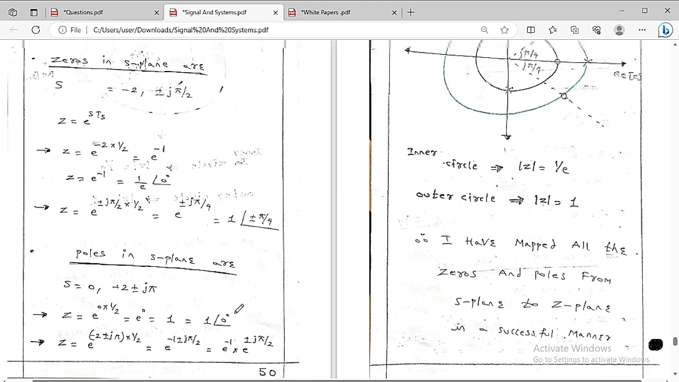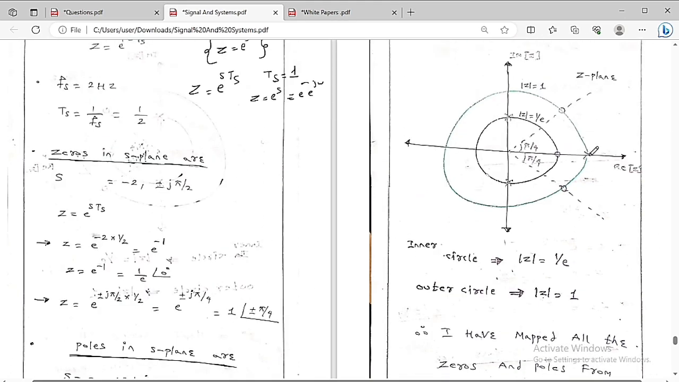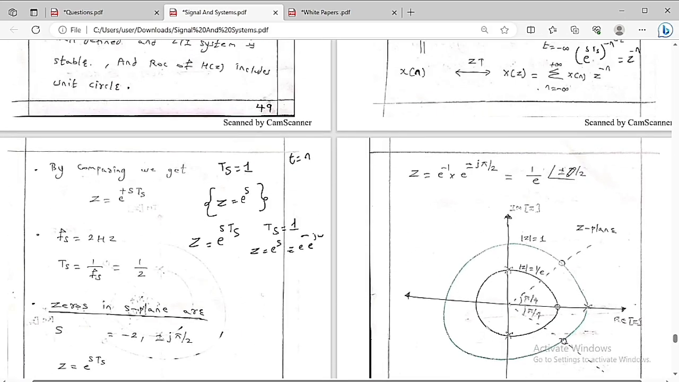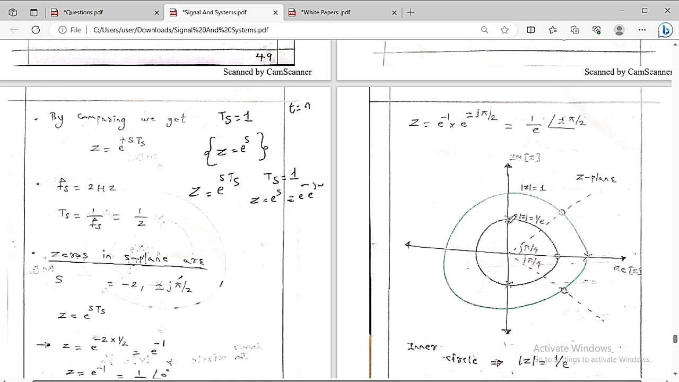The first pole is 1 at an angle of 0 degrees. The other two are 1 by e at an angle of plus pi by 2, and 1 by e at an angle of minus pi by 2. This is the circle of radius 1 by e, and this is the circle of radius 1. So the poles are 1 by e at an angle of plus pi by 2, 1 by e at an angle of minus pi by 2, and 1 at an angle of 0 degrees.